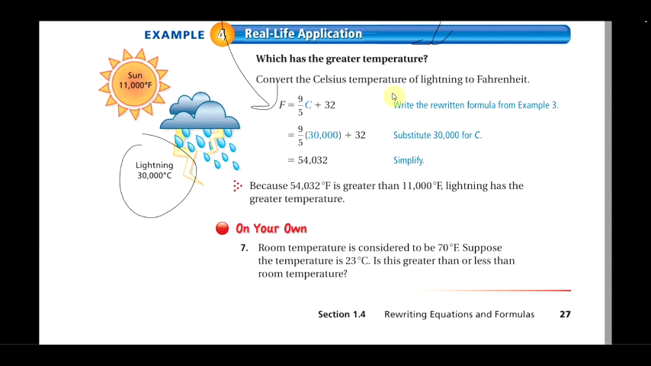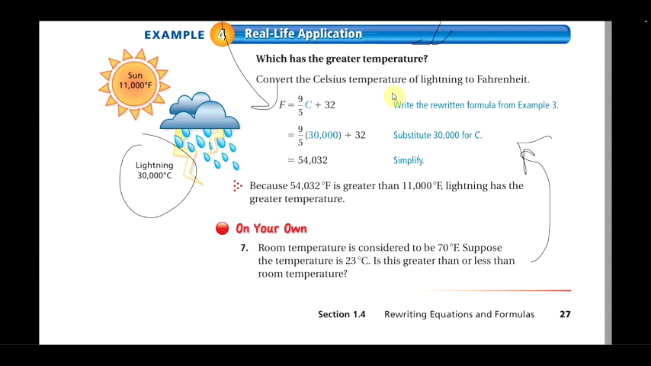Something a bit closer to home to think about is the 7th problem on your own. Room temperature is considered to be 70 degrees Fahrenheit. Suppose the temperature is 23 degrees Celsius. Is this greater than or less than room temperature? Now, no one really knows what 23 degrees Celsius is, but if we put it in Fahrenheit, hey, we'll know exactly what it is. So, if you're American, you can put 23 degrees into our formula up yonder, just like they did in this example.